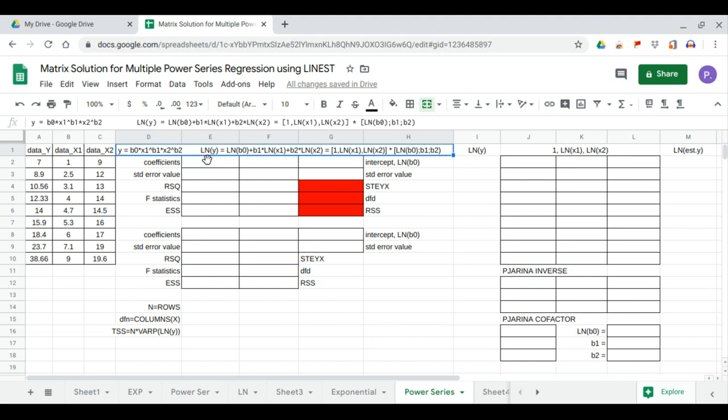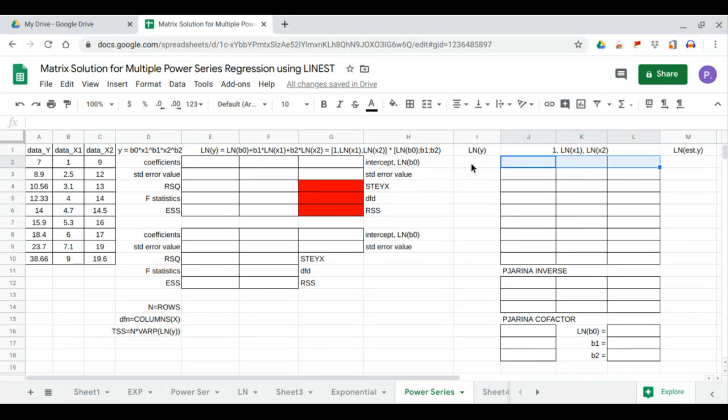In the linear form, it will be ln y equals ln b0 plus b1 ln x1 plus b2 ln x2. And factoring out in two matrices, the first matrix will be 1 comma ln x1 comma ln x2, which is this matrix. And the second matrix will be ln b0 semicolon b1 semicolon b2, which is this matrix. This is vertical because of the semicolon. This is horizontal because of the comma.